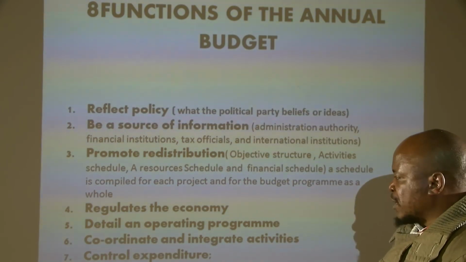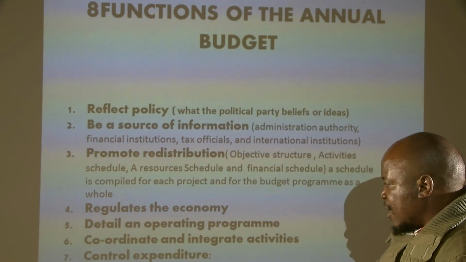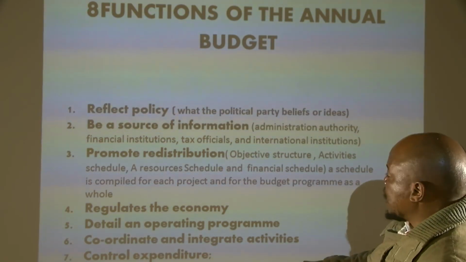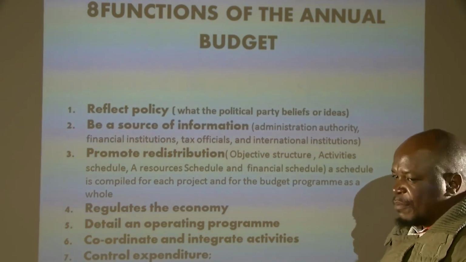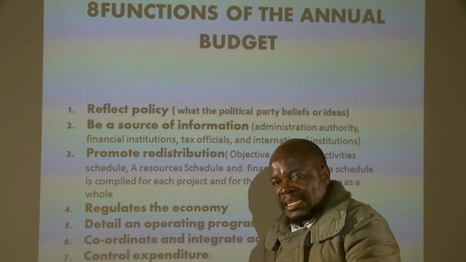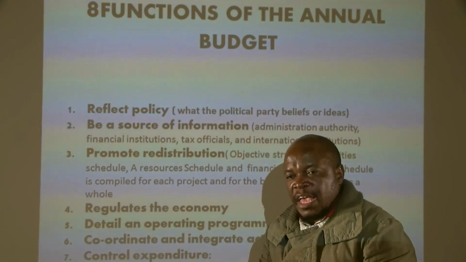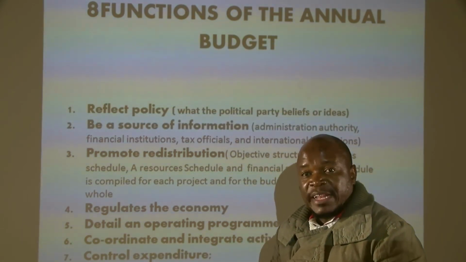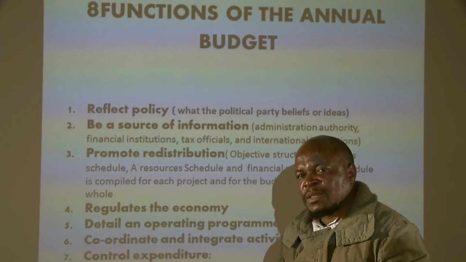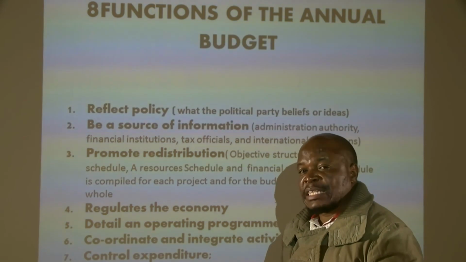There's also what we call control of expenditure. This budget also needs to control the expenditure. Then lastly, the 8th function of the annual budget is to promote accountability. Who worked on this? Who did this? Who paid that? Who was responsible? At the end, then we can have what is called a budget.